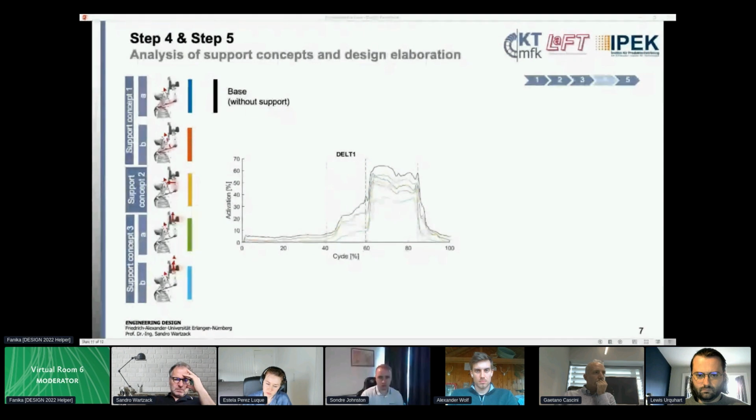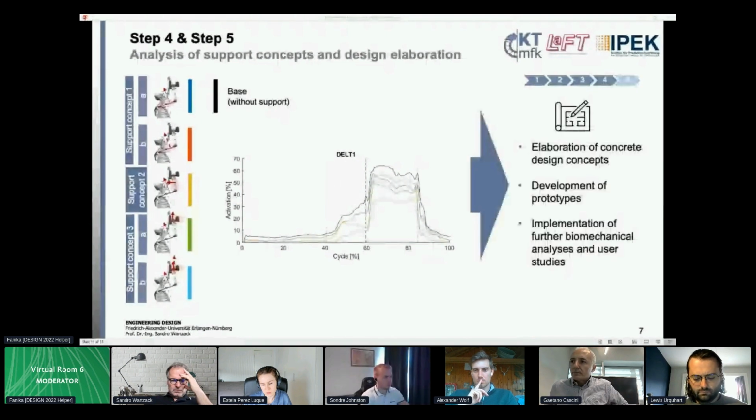In step 4, the effects of the different support concepts on humans are analyzed and also compared in relation to the base case without support. Here again, the example of the deltoid muscle is shown, and you see that support concept 3B was the best support. This is the light blue curve you can see here in this graphic. For a more comprehensive evaluation, other muscles and joints should be considered as well.